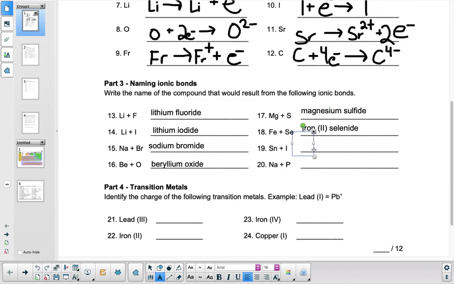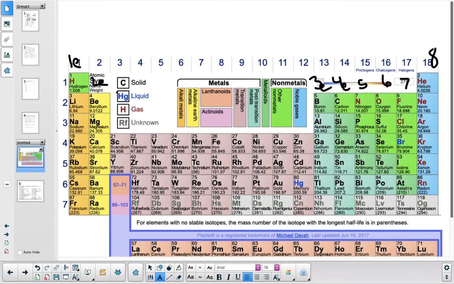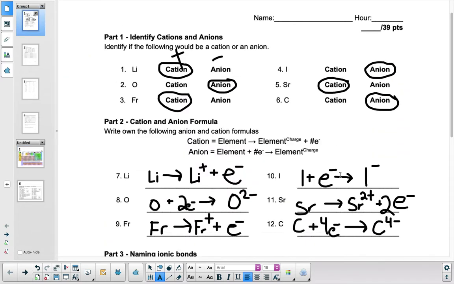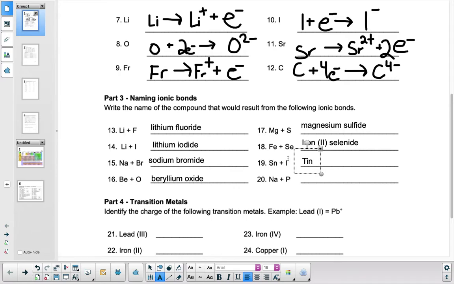We're going to have to do the same for tin and iodine. So if we look at iodine here, it is in group 17. It has 7 valence electrons, so it's going to need to gain 1. This means iodine would have a -1 charge. So to counter that out, tin would need to have a +1 charge. So we're just going to put the Roman numeral 1 right there, and that's tin(I). Then we have iodine, change it to iodide.